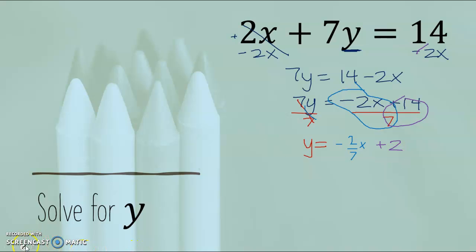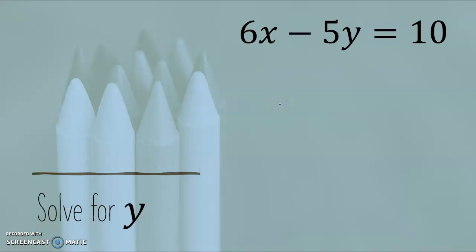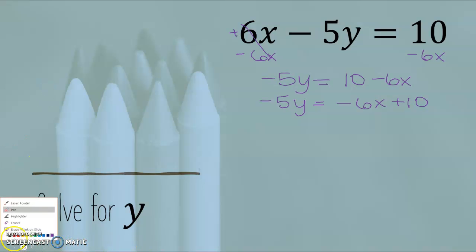All right, one more for good measure. Here we have 6x minus 5y equals 10. Again, there's that understood addition, so we need to subtract 6x on both sides, which is going to give us negative 5y equals 10 minus 6x, which we can also rewrite as negative 6x plus 10. And just like in that last example, we still have a coefficient on the y that we need to get rid of, and it's being multiplied, and we can undo that multiplication with division.